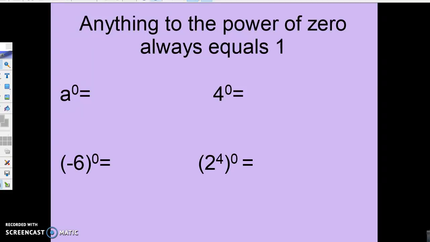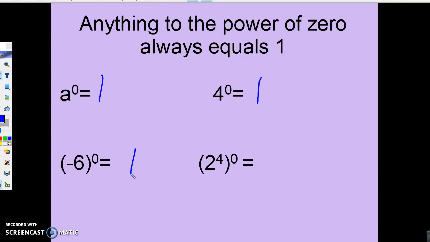The first thing that we're going to start off with is knowing that anytime you have something raised to the power of zero, no matter what it is, it's always going to result in an answer of 1. So a to the 0 is 1. 4 to the 0 is 1, and negative 6 to the 0 is 1.